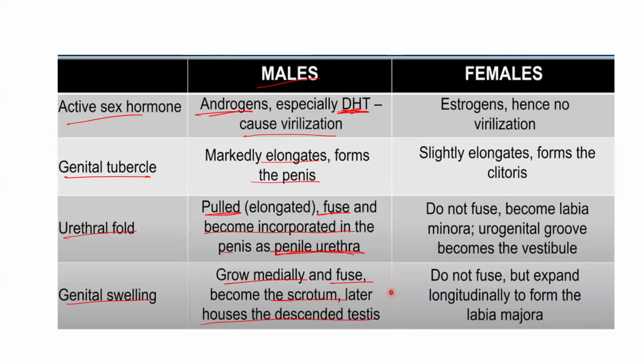But in males, they descend and they come out of the abdomen. In females, the gonad simply descends, but it just goes to the pelvic cavity. Now, in females, estrogen is the main hormone. This estrogen does not come from the fetus, it comes from the mother.